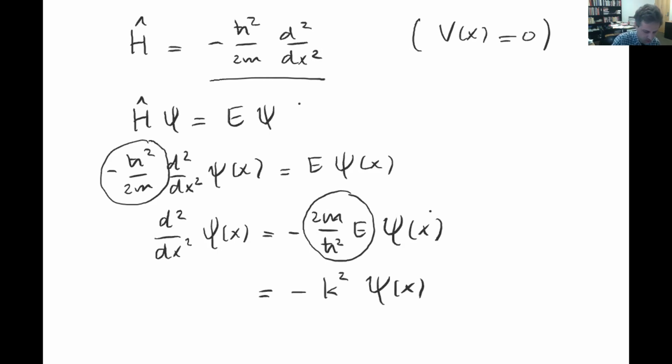The second order derivative with respect to space, x, operating on the wave function must give me minus k squared, okay, times the wave function again. So that's my differential equation. Now this is a second order differential equation. It's actually not so hard to solve. So let's do that.